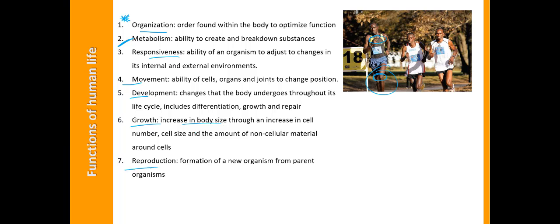And then lastly, we are also capable of reproduction. So the formation of a new organism from a parent organism, the act of having children, right? And how children come into being. So all these 7 things are functions of human life. I'm going to cover metabolism, the second function of human life, in just one slide, the next slide, and then we're going to go back and talk about organization for the rest of this recorded lecture.